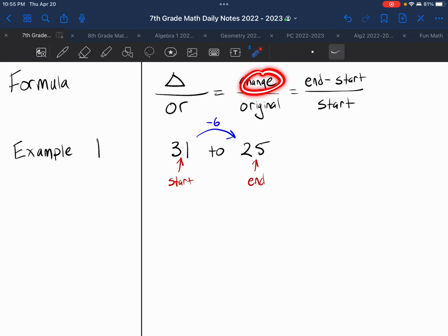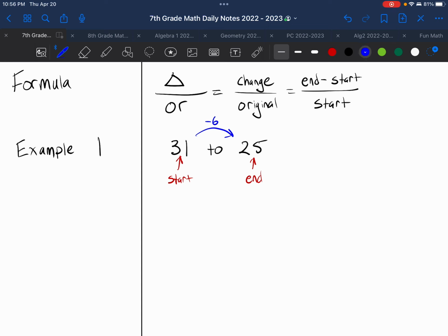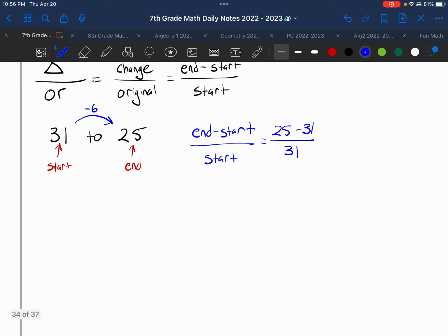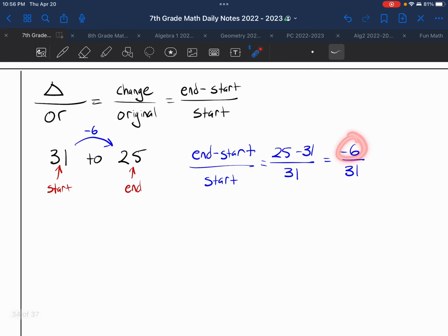So that's the definition of change. Or I could just do end minus start. If I do end minus start all over start, the end here is 25, and the start was 31, and I'm dividing by whatever I started with, the original amount, which in this case was 31. Notice that 25 minus 31 is equal to negative 6, and we divide that by 31. These are the same formulas. Look at this, they all work. I change by negative 6. That's the change. And the start or the original, all of these numbers mean the same thing.